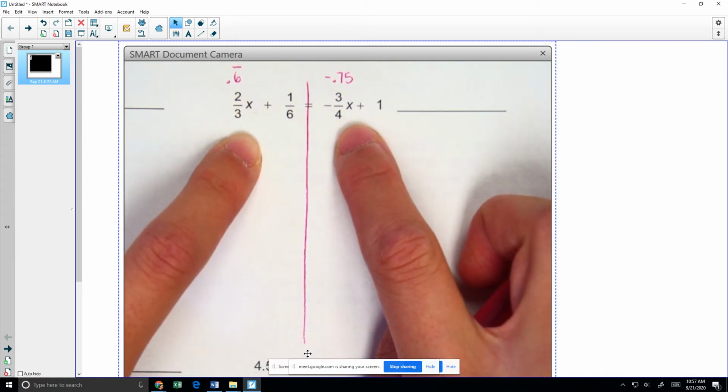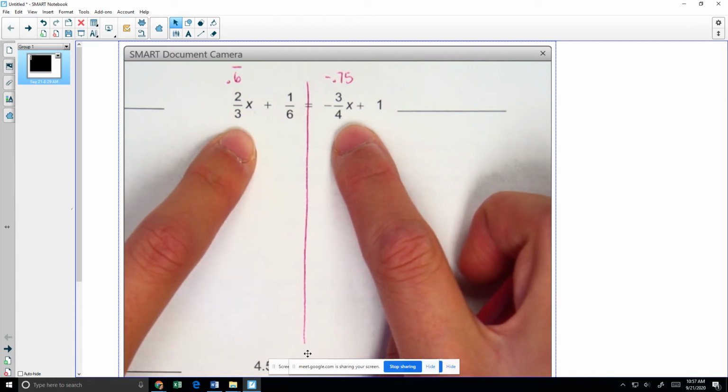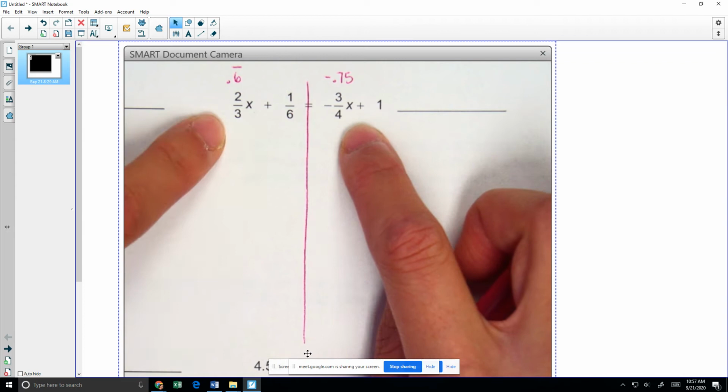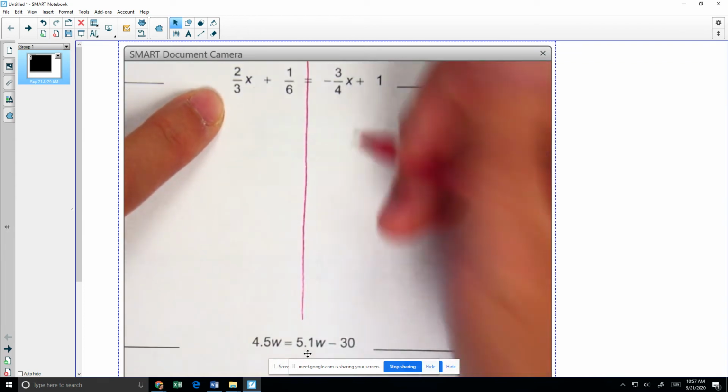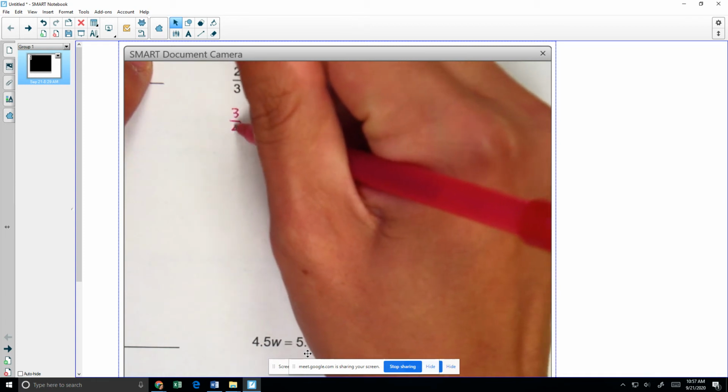But I can drop down the smaller one. So J, which one is smaller, 0.6 or negative 0.75? Negative, right? Negative is always small. So the negative 0.75 is smallest, so that's what I'm going to drop down. So 3/4 x, 3/4 x.